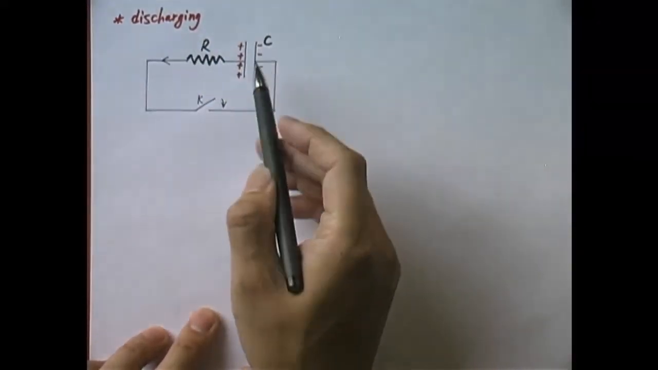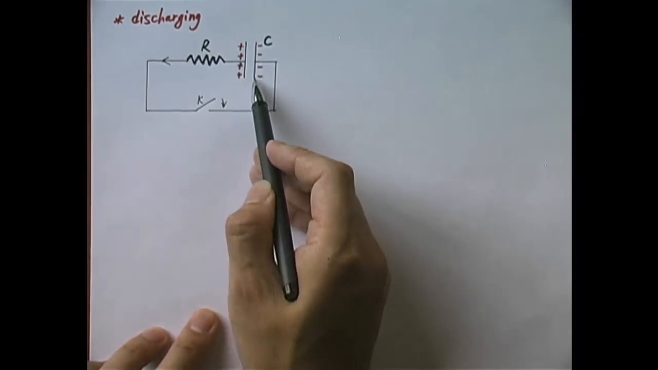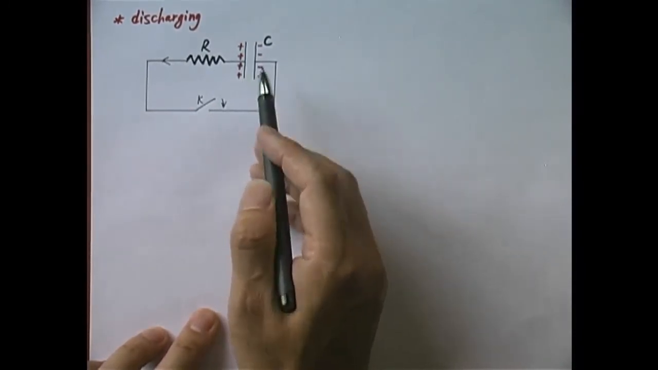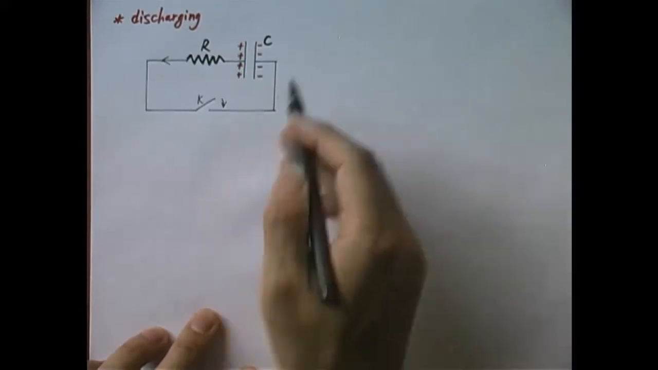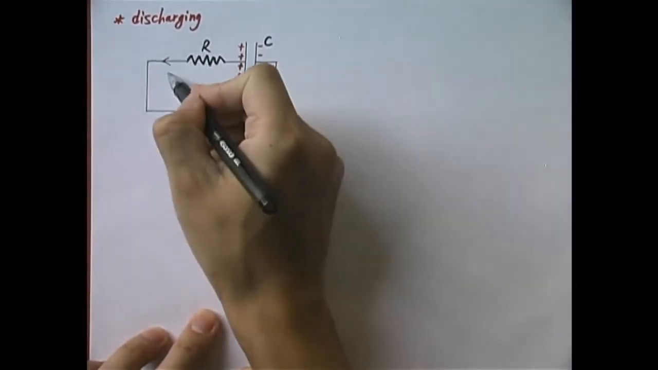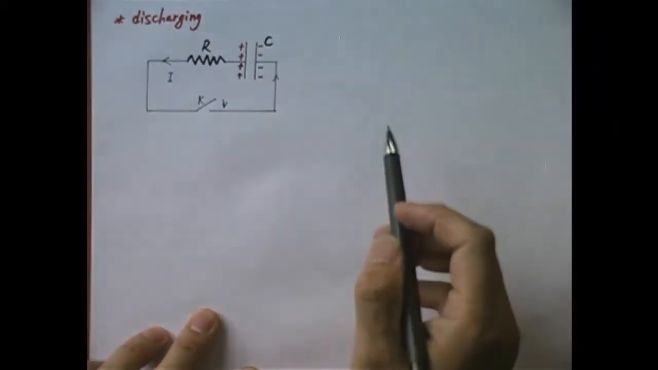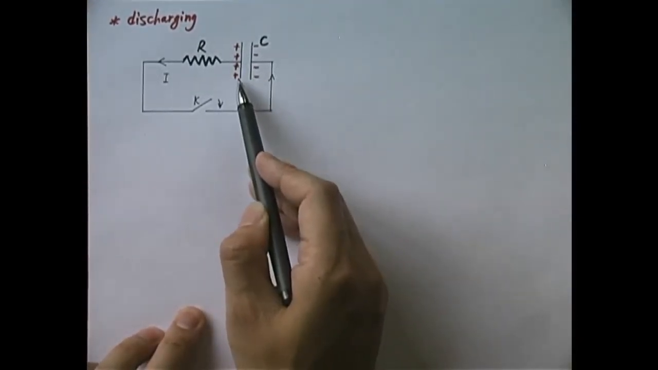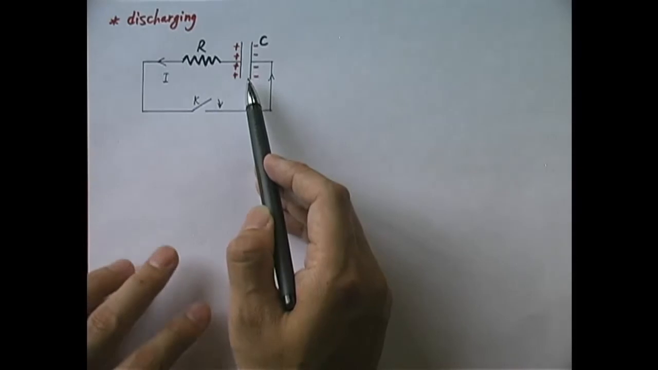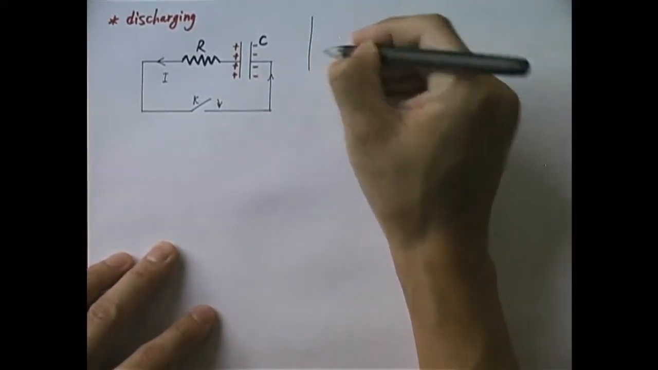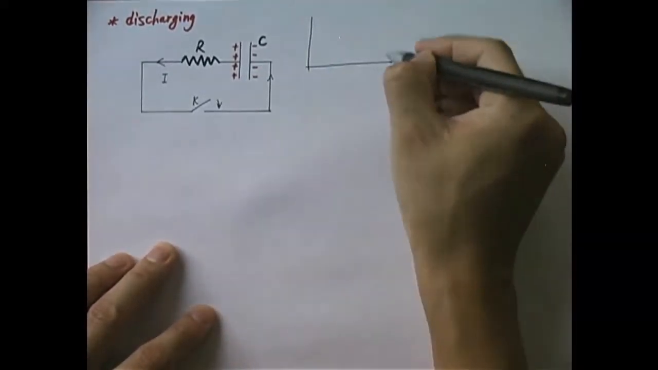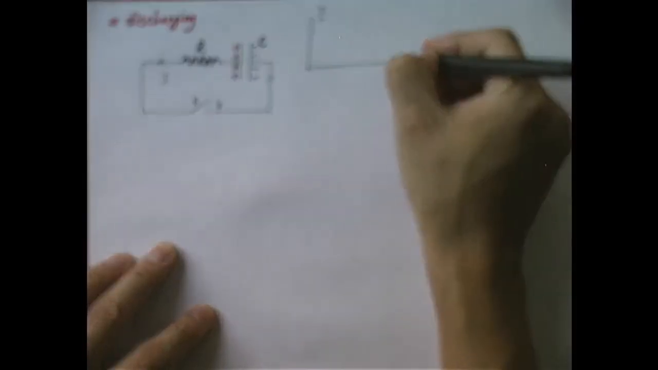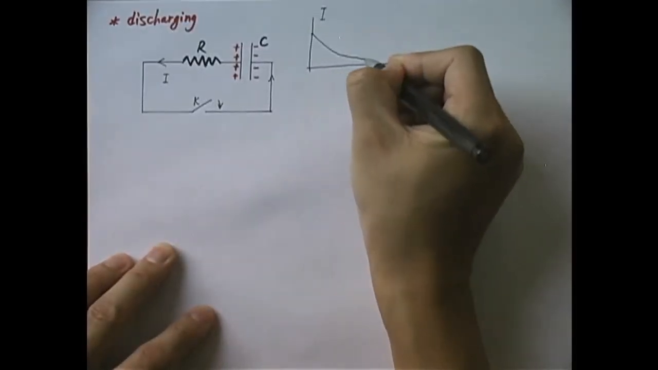The current, of course, is now powered by the potential difference across the capacitor, no battery involved. So you have a discharging current flowing like this. And that current must diminish over time because it's powered by the charges on them. Eventually the charge will be gone and there will be no current flowing. So obviously current in this case should flow like this.